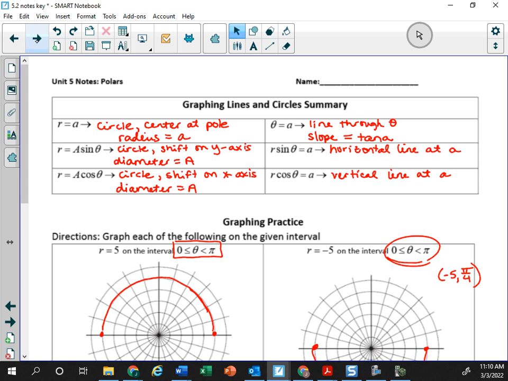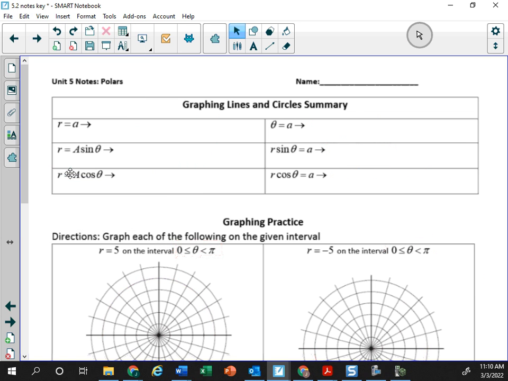All right, so let's fill in this top part on the next page. This is just your general rules, everything we've talked about, putting it all together for you. So if r equals a, some value, I know that's a circle, center at the pole, and a radius equal to a. So that's like the first circle we drew.